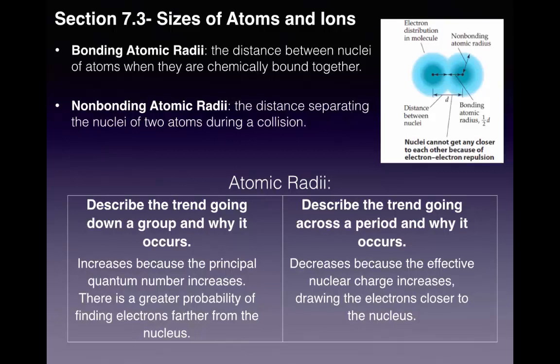When you move across the periodic table, when you move across a period, the size of the atomic radii actually decreases, and it decreases because the effective nuclear charge, which we just talked about, increases. And so when the effective nuclear charge increases, that causes the electrons to be drawn closer to the nucleus because they're being attracted by the larger effective nuclear charge, and so they're being brought towards the nucleus.